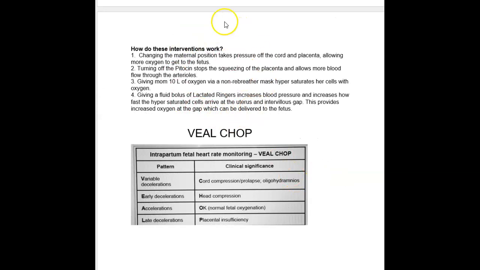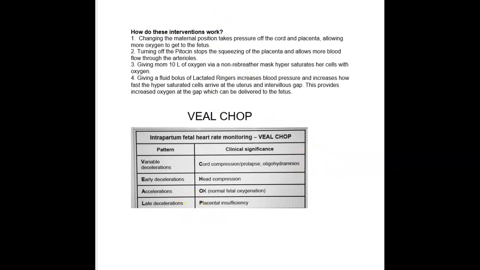So this is how they worked, and I kind of talked to you about that. This is what you have to remember for your test, VEAL CHOP. And you're going to know that you're going to have this on the state board. They always get this on the state board. Variable decelerations or cord compression: turn the baby. It could be oligohydramnios, not enough amniotic fluid causing the compression. So turn the mom. Early decelerations is head compression, and that's okay, that's good. Accelerations or elevations in the fetal heart tone are good. It means good fetal oxygenation. And late decels are placental insufficiency, and we have to do all of our interventions.